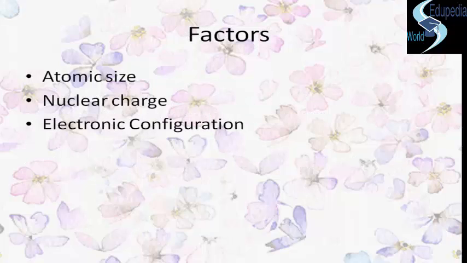Friends, electron affinity is affected by the following factors. The first is atomic size. The smaller the atom is, the closer the outermost shell is to the nucleus. Therefore, there is a stronger attraction between the nucleus and the incoming electron, that is, the electron affinity is higher for smaller atoms.